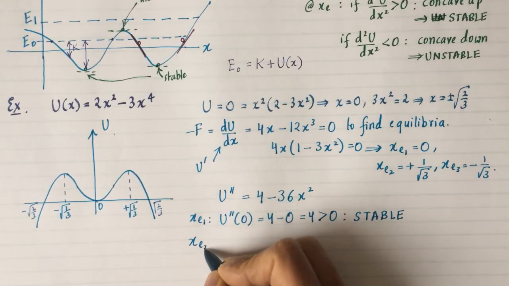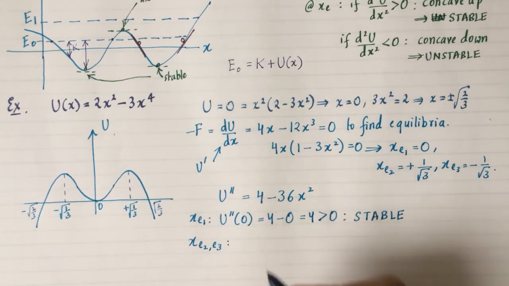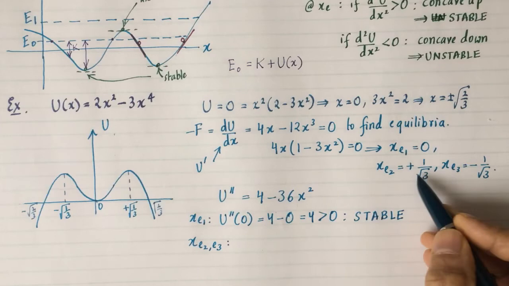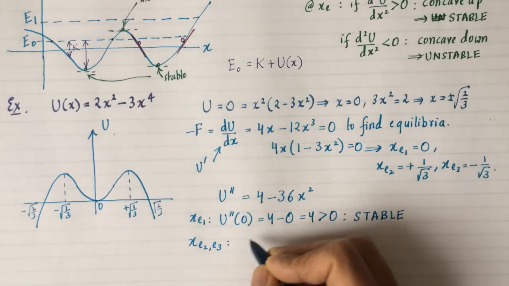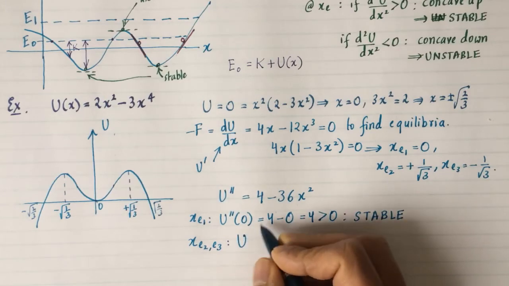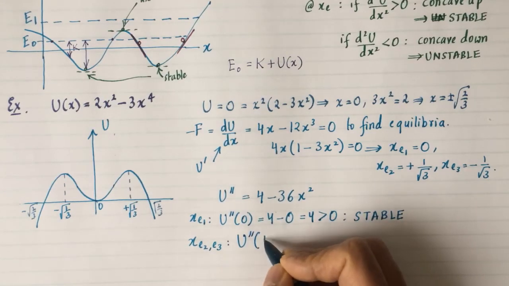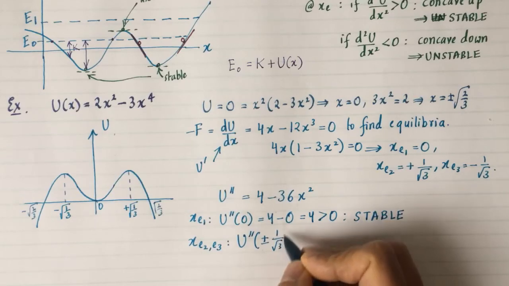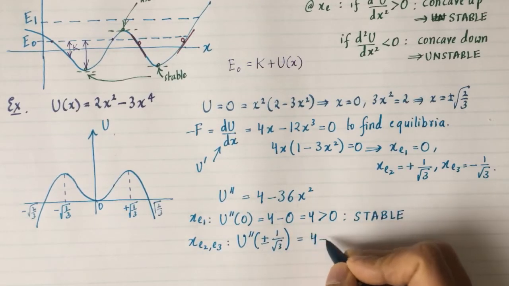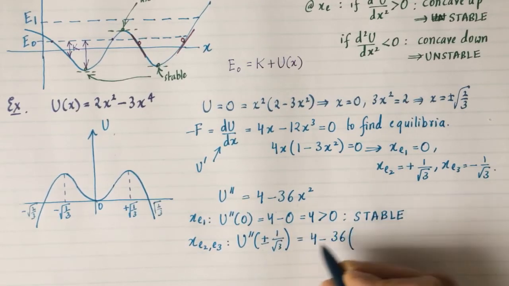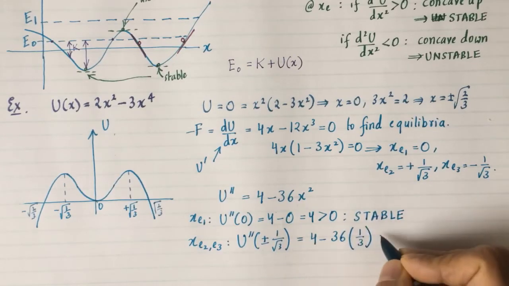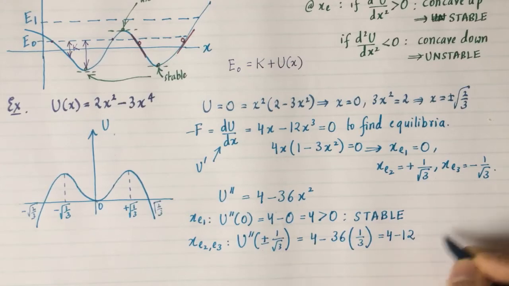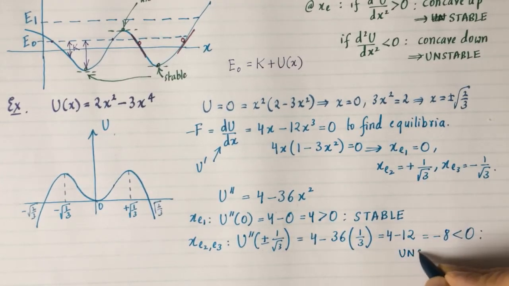And at xe2 and xe3, you're going to get the same type of equilibrium, because plus or minus really doesn't matter when you insert it into the square term. So I'll just work out both of them at once. Plus or minus 1 over root 3. What does that give us? It's 4 minus 36 times, when I square the square root, I just get 1/3. So that's 4 minus 12, which is negative 8, and that's less than 0. So sure enough, that is unstable.